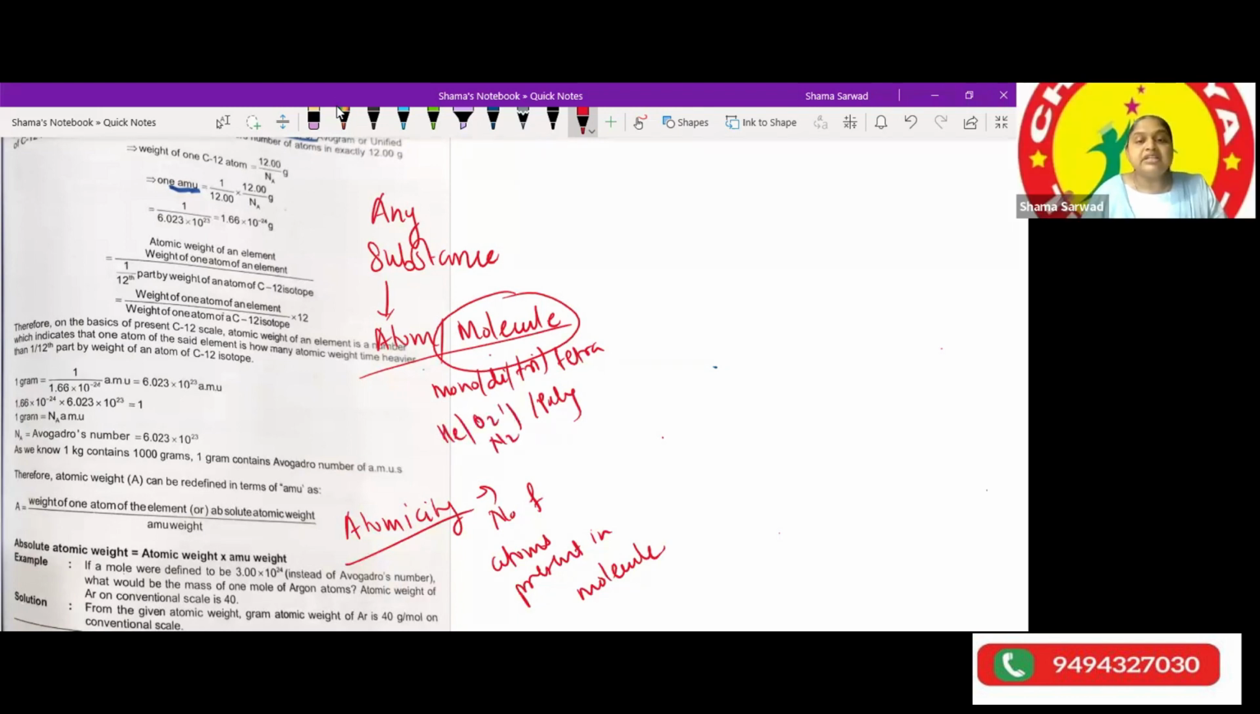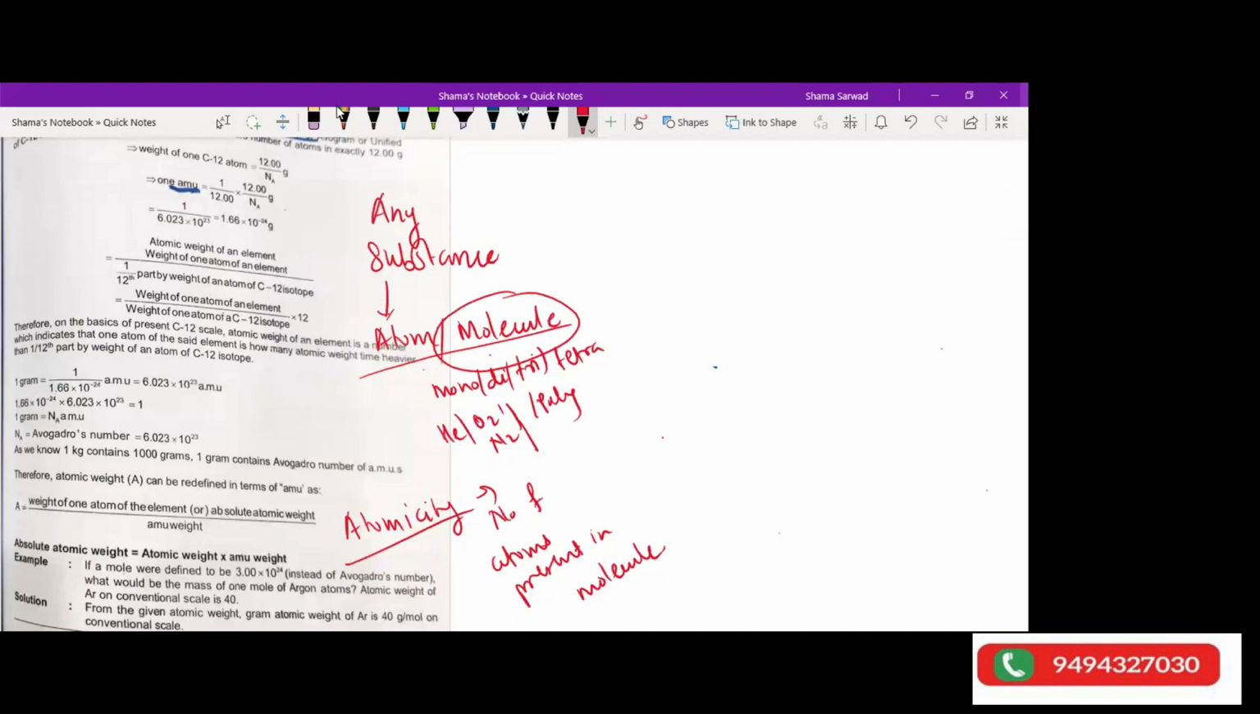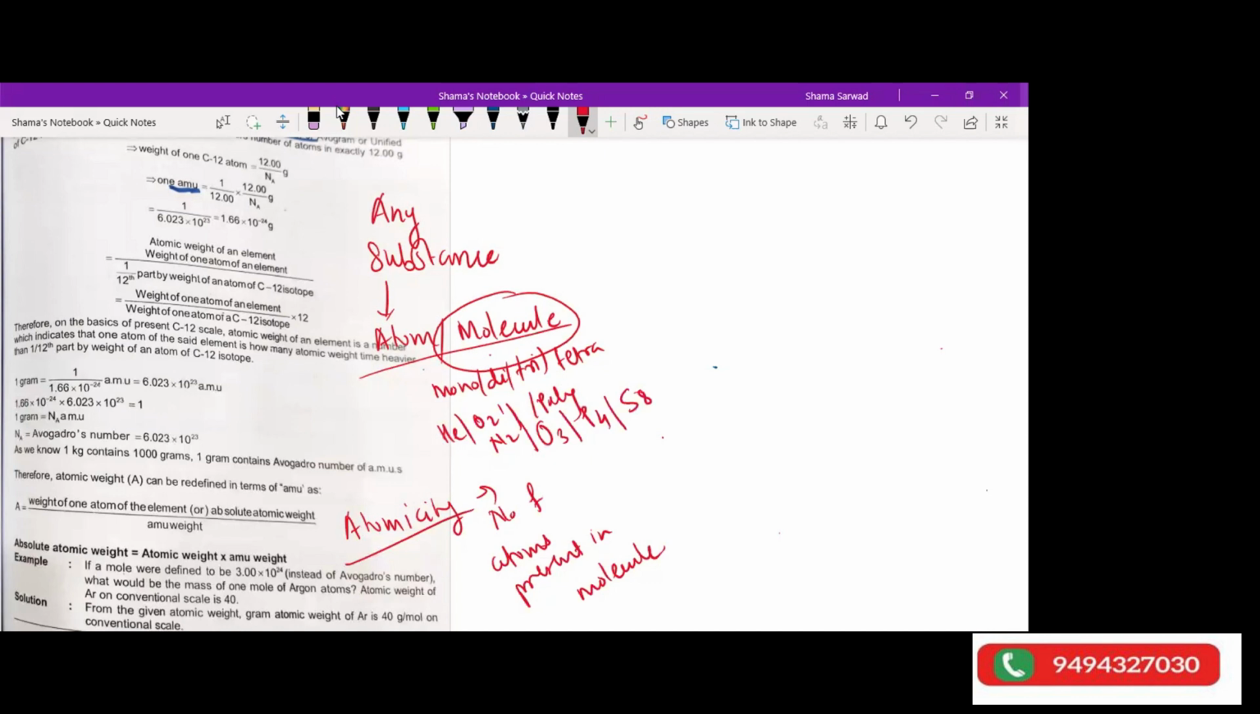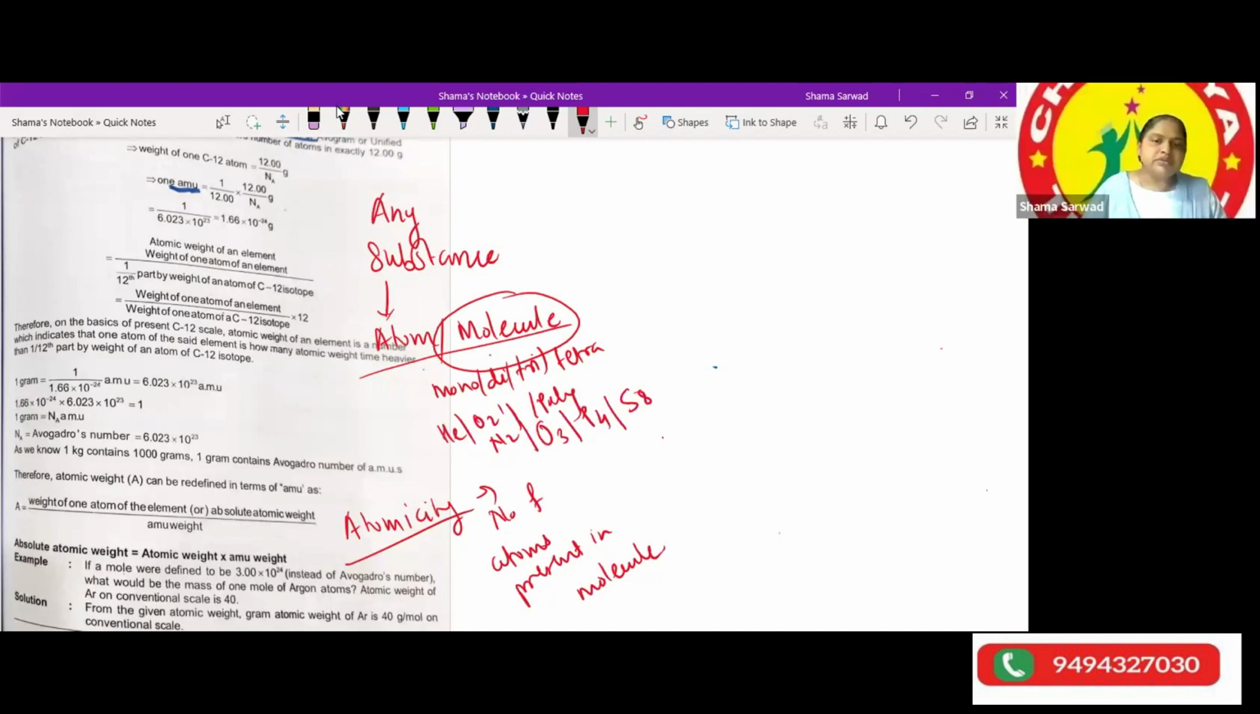Then the triatomic would be what? Triatomic: ozone. Tetraatomic is phosphorus, P4. And the polyatomic, if we say more than 4, would be sulfur, S_n. Correct? Yes or no? Fine.